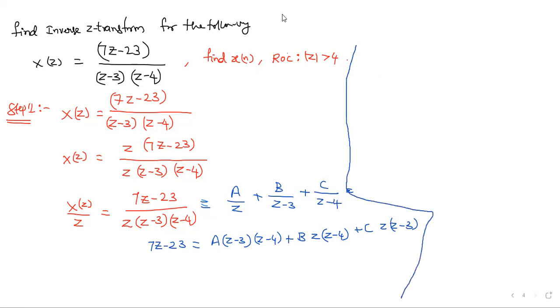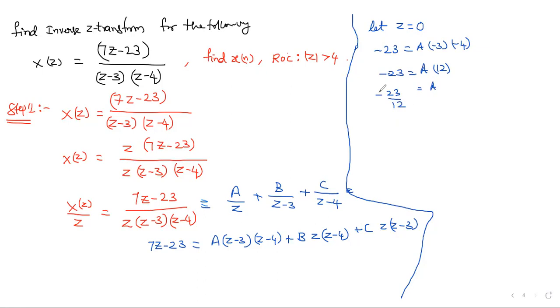Let z equal to 0. If z equal to 0, what will happen? This will become minus 23 is equal to, so this will become 0, this will become 0, the b term and c term 0, and 0 minus 3 is minus 3, 0 minus 4 is minus 4. So a into minus 3 into minus 4. So 3 4s are 12. So what is the a value here? A into 12 is equal to minus 23. So what is the a value? Minus 23 by 12.